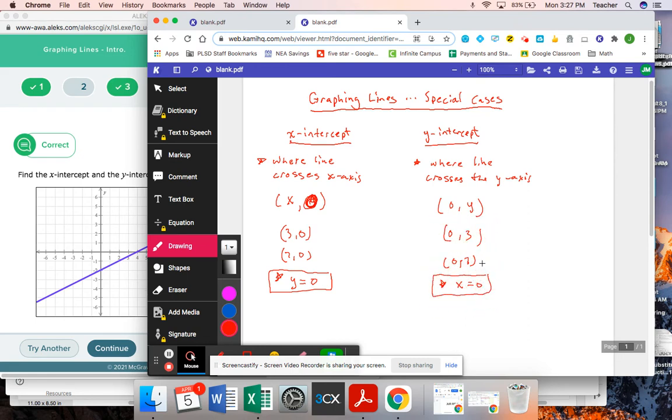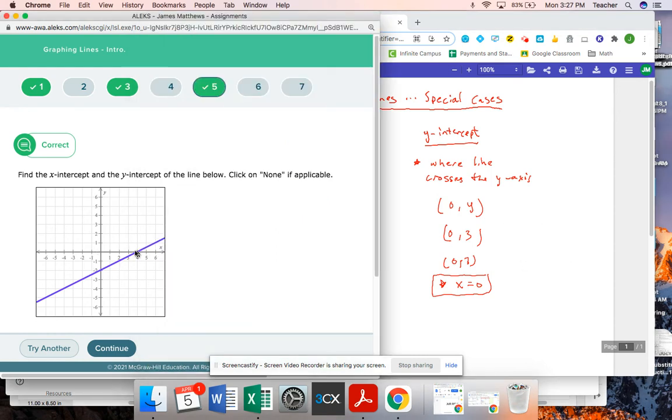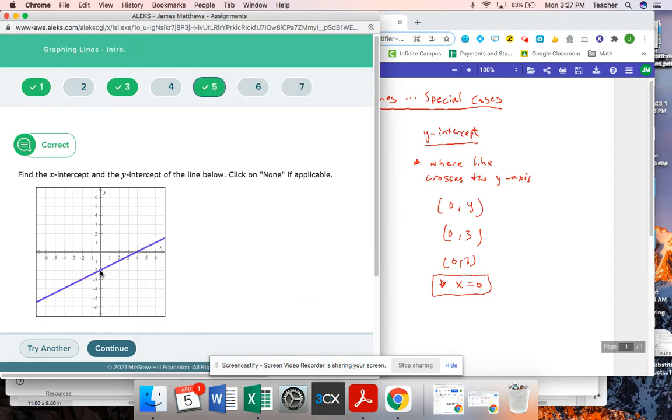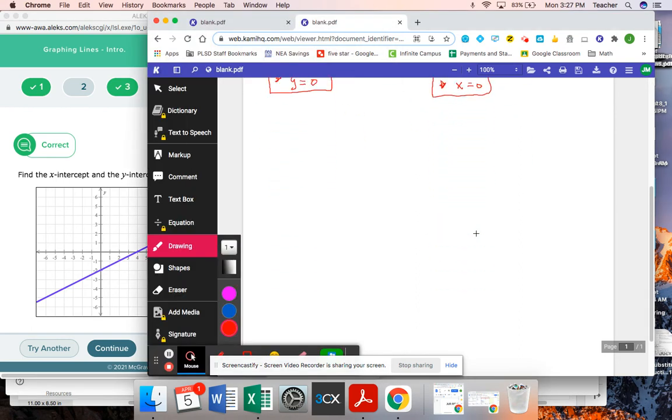So you can use that, and we'll deal with that maybe later, get a little more deep into it. But you notice that this point right here is (4, 0). That's the x-intercept. It looks like that, (4, 0). Same thing here for the y-intercept. That's (0, -2).